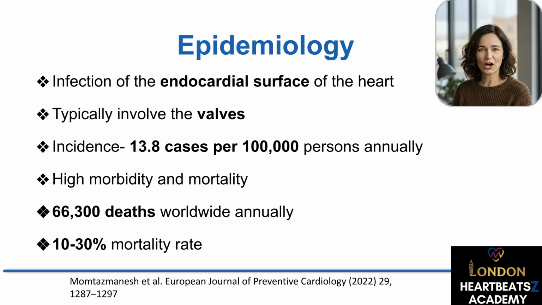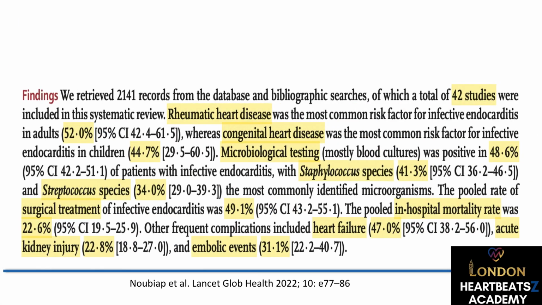In terms of epidemiology, infective endocarditis involves infection of the endocardial surface, typically the heart valves. It remains a serious condition, with an incidence of about 13.8 cases per 100,000 people annually, and a notable mortality rate. Research on endocarditis in Africa highlights that rheumatic heart disease is a leading risk factor in adults, while congenital heart disease is more common in children. The study also notes high rates of complications, such as heart failure and acute kidney injury.